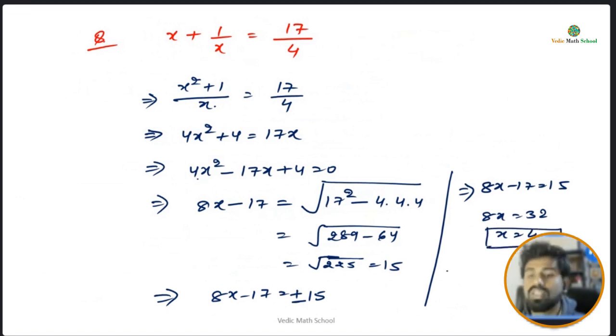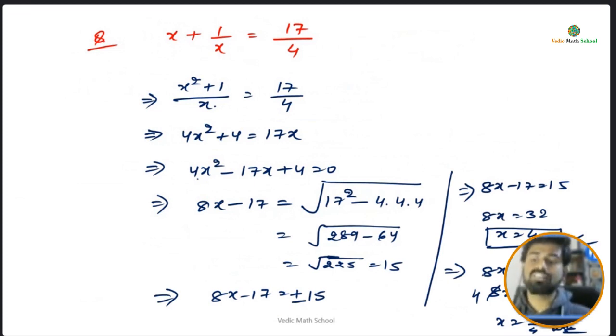So this is the first value, and how do we get the second value? 8x minus 17 equals minus 15. So this goes to this side, so 8x equals 17 minus 15, which is only 2, because minus 15 is carried over. Cancel it out. You can even cancel here, so x equals 1 by 8. So these are the two solutions: x equals 4 or x equals 1 by 8.